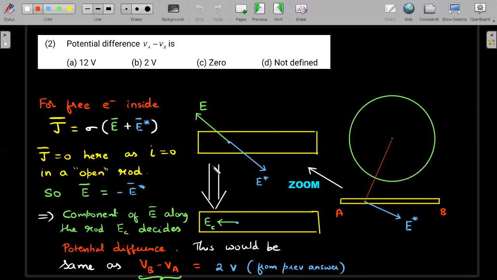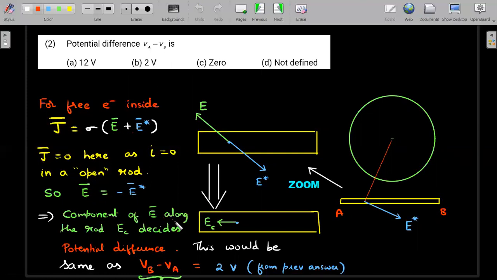Which means as I now manipulate this diagram, this E's component along the rod, can I call it E component like this? So this green one will definitely have a component along the rod. And when I travel from A to B, now trying to integrate the conservative electric field, this E_C will produce a value. Okay, right. So for a free electron inside, can I write J equal to sigma E, where this time E is the combination of both these two, and the sum of these two is 0. So the value of J is 0 and it is an open rod. So these two should be opposite.